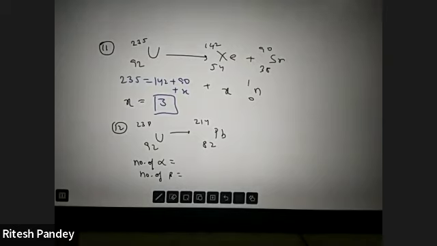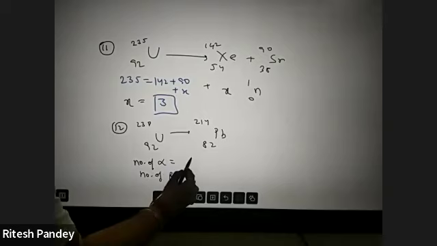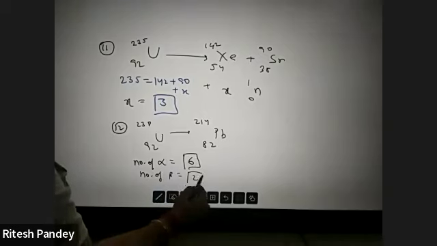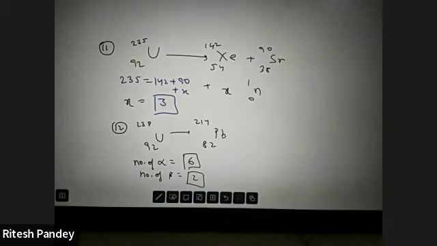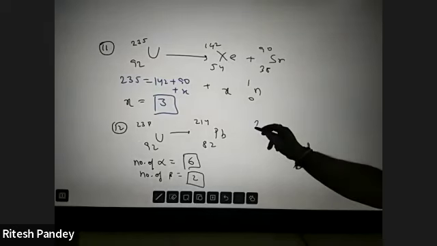I hope I've written the atomic and mass numbers properly. So 6 alpha, 2 beta. 6 alpha 2 beta, sir. 6 and 2 is the common answer. Yes, sir. And I think this is how you go about it.